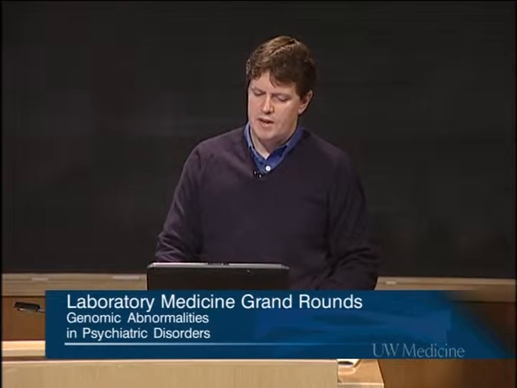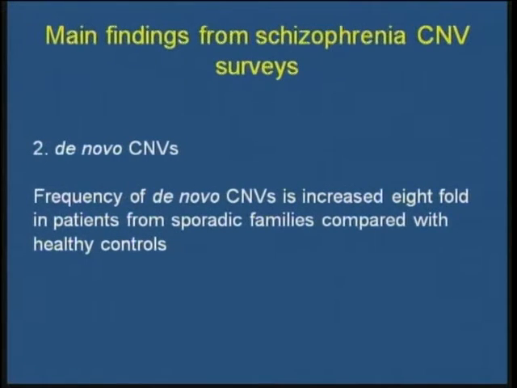The second main finding was that the frequency of de novo CNVs is increased approximately 8-fold in patients from sporadic families compared with healthy controls.